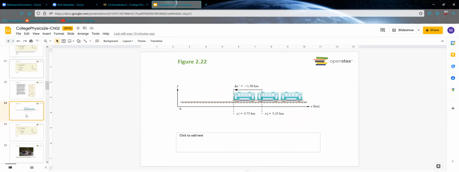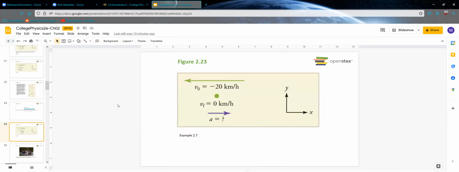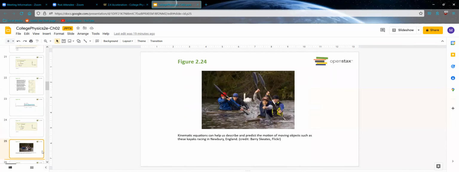So trains can go backwards, and it's the same math, just you have negative numbers, and you have negative acceleration based on your definition of to the right is positive, to the left is negative. But it's the same math. You just have to use negative numbers.